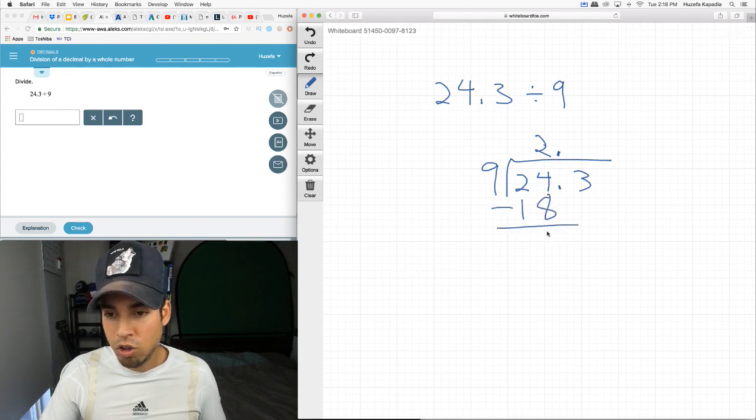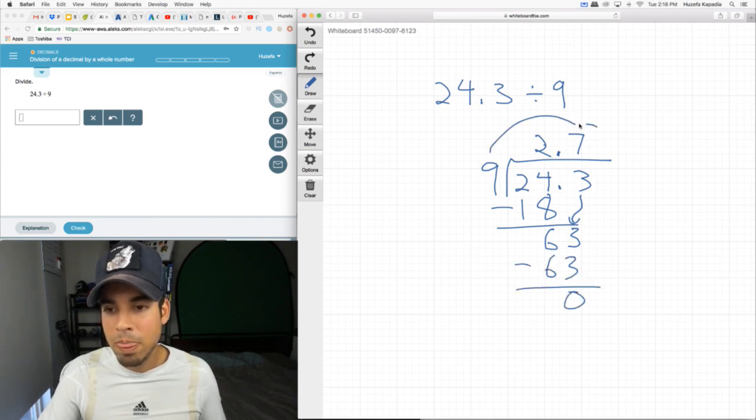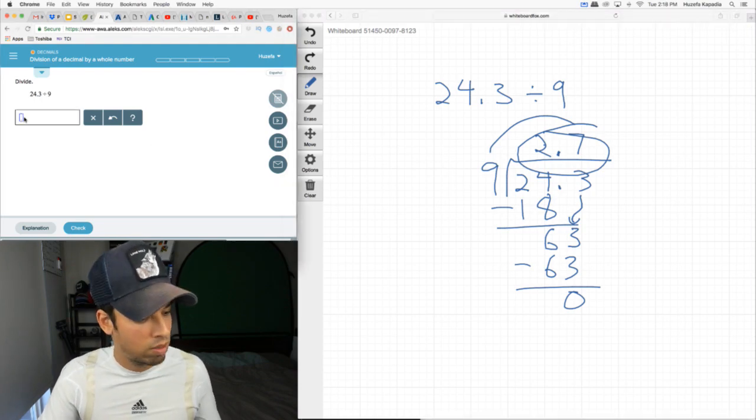We do our regular subtraction, we get 6, and then we bring this down even just the same as if it were not behind a decimal point. 9 goes into 63 7 times. 7 times 9 is 63, and then we are done, no remainder. So the answer is 2.7.